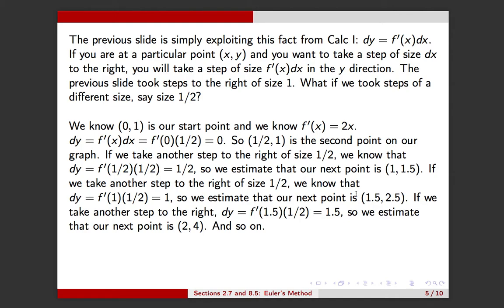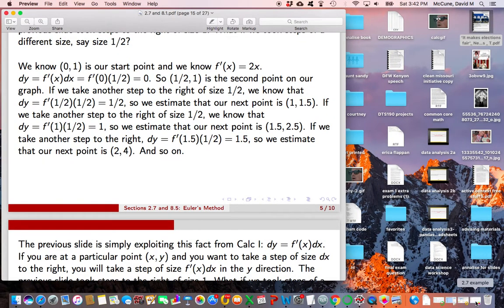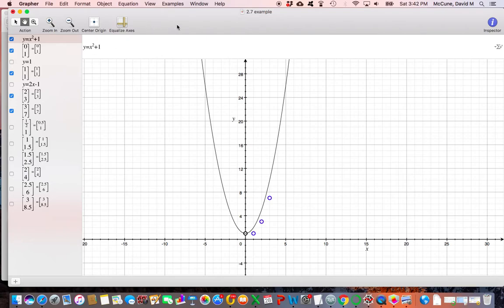Okay, so here's the last one. If you're at this point here, you take another step to the right. Now you do f prime of 1.5, which is 3, times a half, and you'll get 1.5 as the change in y. So moving from this point here, you would land yourself at this point here. The x changes by a half, and the y changes by positive 1.5. Let me just show you these points being plotted. These are for step sizes of a half. Let me zoom in just so you can see.